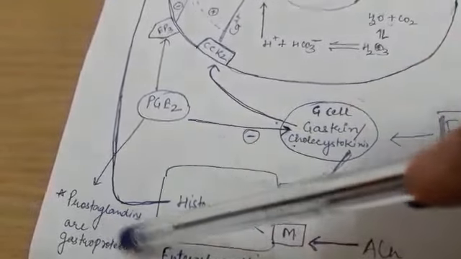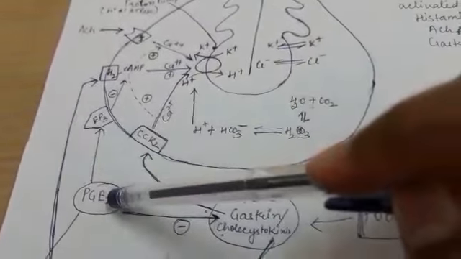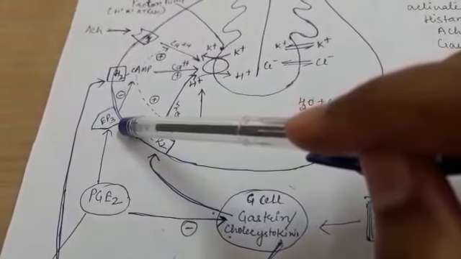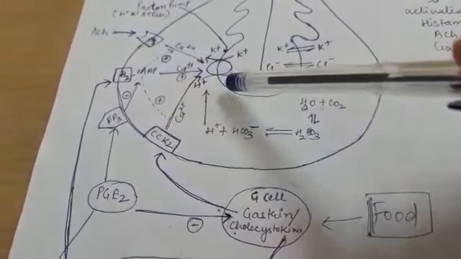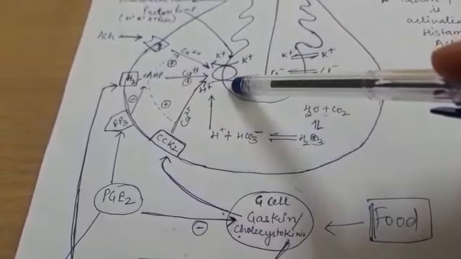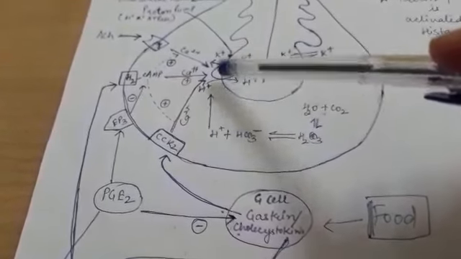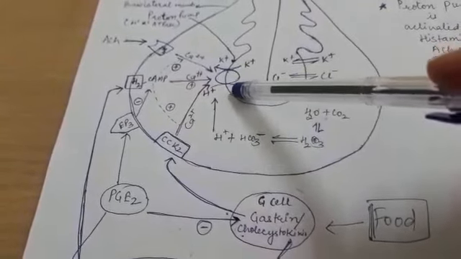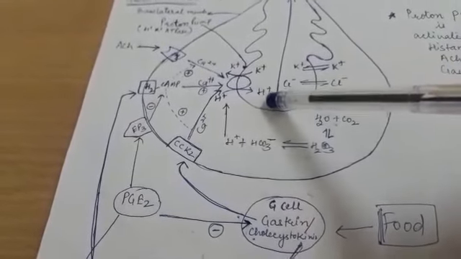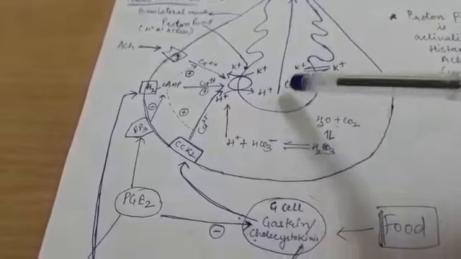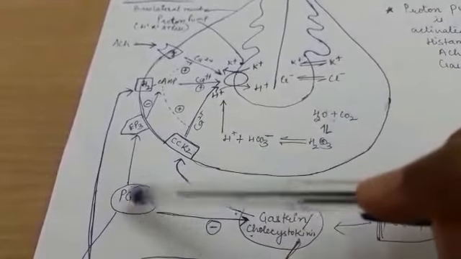In this picture, you can also see this PGE2 is a prostaglandin. Prostaglandins are gastroprotective. When prostaglandin binds to its specific receptor, the EP3 receptor, it inhibits this cAMP formation and further the hydrogen potassium ATPase pump. When the hydrogen potassium ATPase pump is inhibited, there is decreased secretion of hydrogen ions, or decreased formation of HCl. So it is gastroprotective.